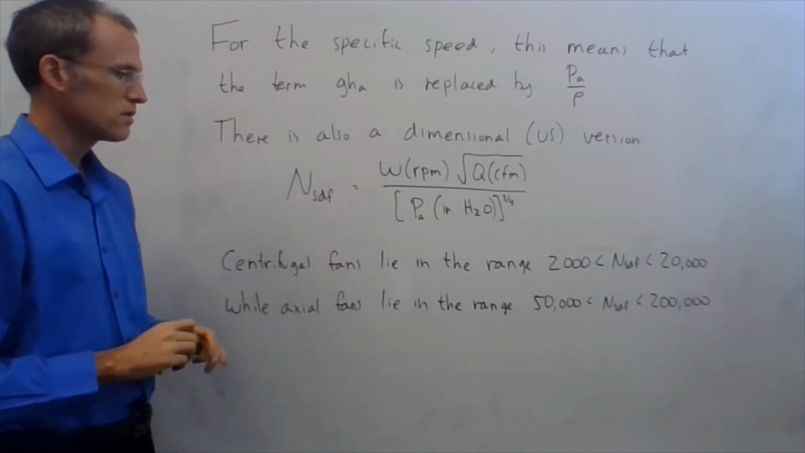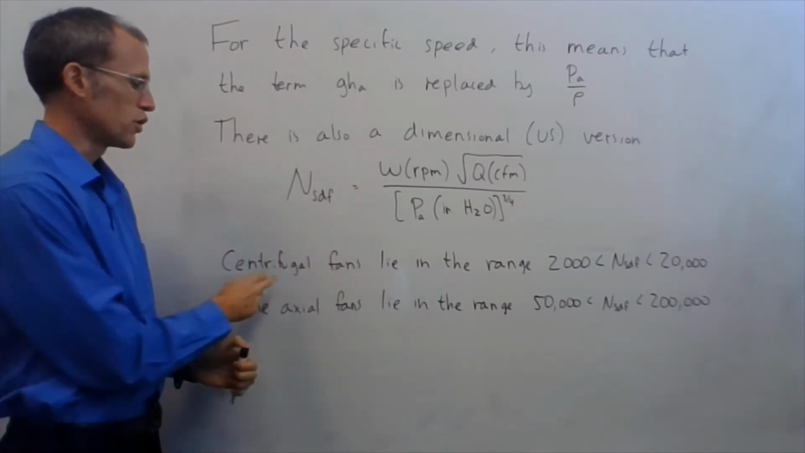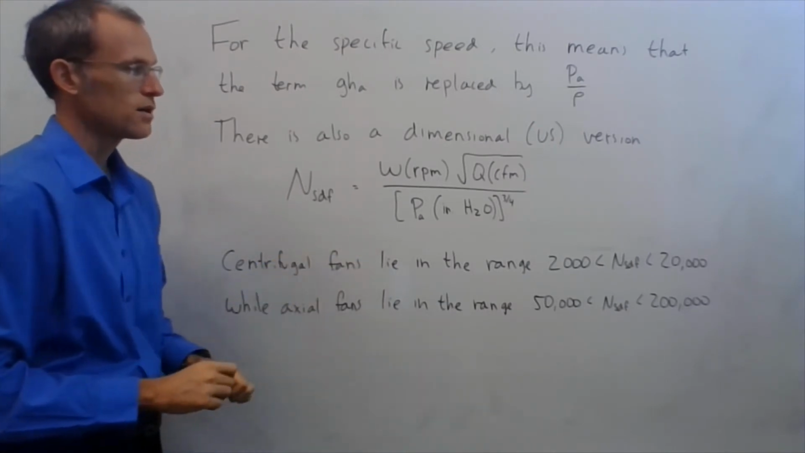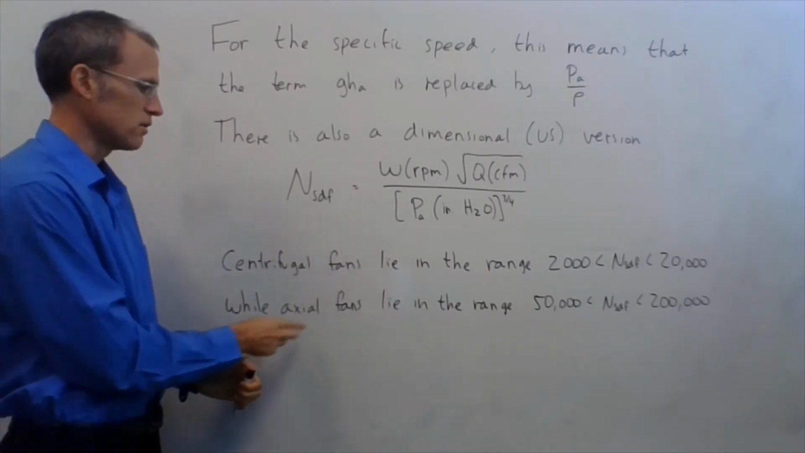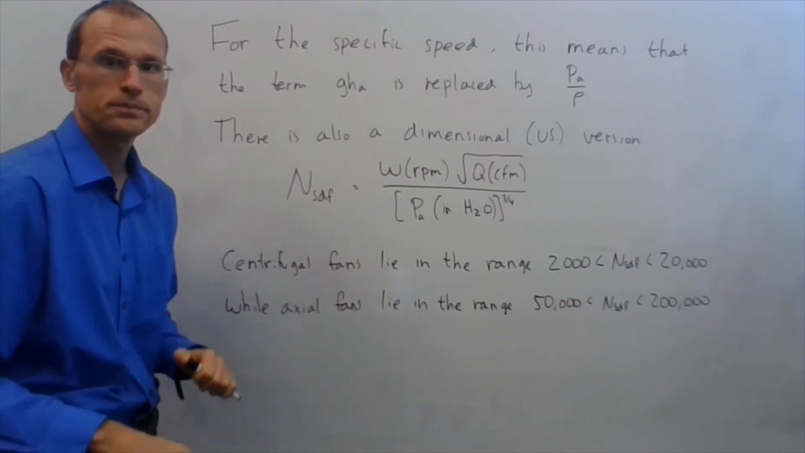And then centrifugal fans, again the lower end of the range is where you use the centrifugal type, 2,000 to 20,000. And then the axial fans in the higher ranges, 50,000 to 200,000.